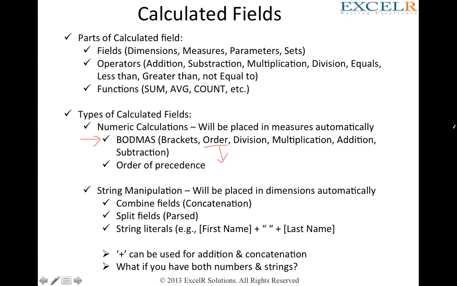What is order? Order is square root, raised to the power 2, right? Cube root or raised to the power 4, 5, 6, whatever it be. That's called order. Anyways, next division, multiplication, addition, and subtraction. This is called the order of precedence.